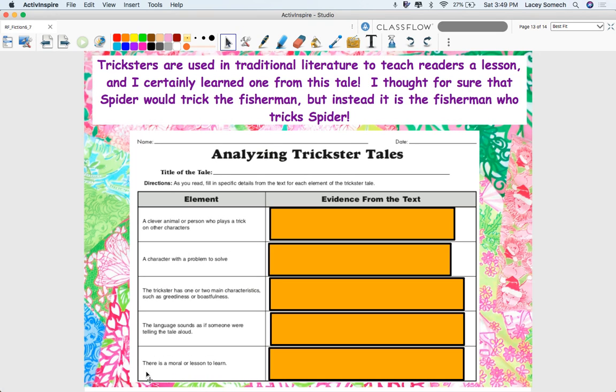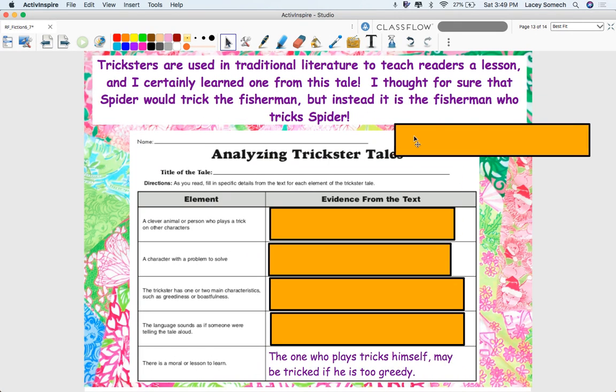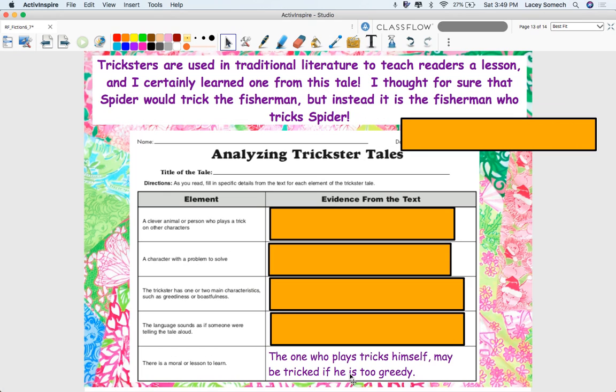But let's think about that moral lesson. That was in italics at the very end of our story. What did it say? That's a lesson that Spider learned from the fisherman. Those who play tricks. What did we say? So the one who plays the tricks himself may be tricked if he's too greedy. So Spider was too greedy, and he ended up getting outwitted by our fisherman here. Okay. All right.